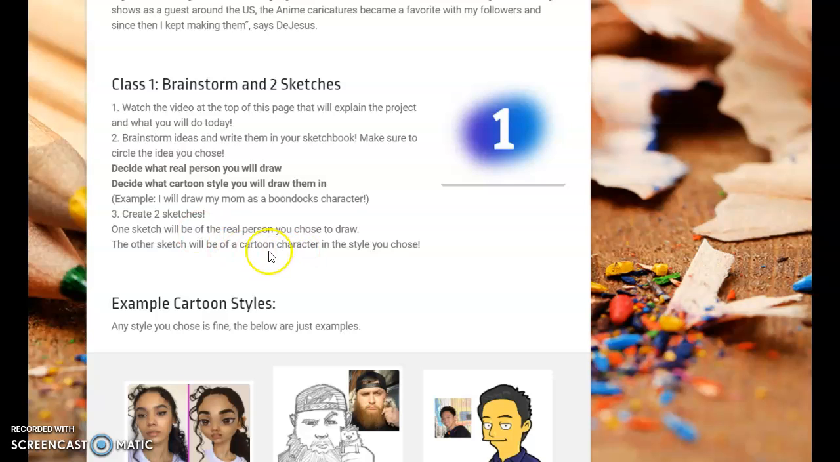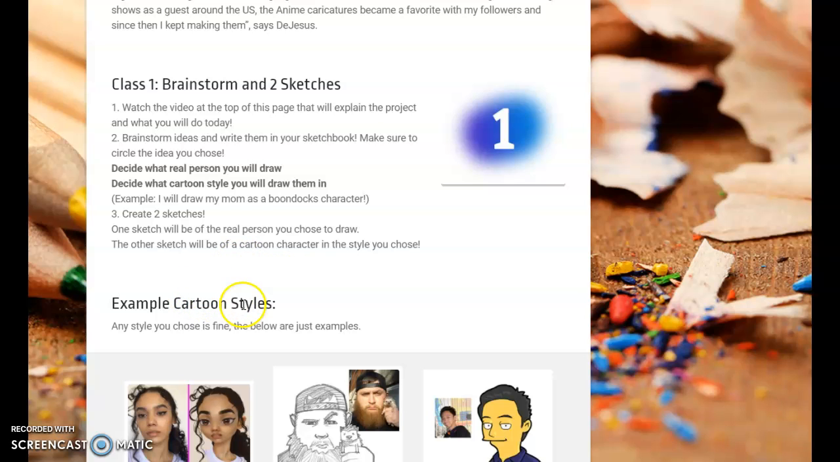And then the other sketch will be of a cartoon character in the style you chose. So for example, when I was doing this project with some of my students one year, I did our principal, Mr. Butler, as a Simpsons character. So I picked the principal from The Simpsons, and so for this, I would have drawn a rough sketch of Mr. Butler and then a rough sketch of the principal from Simpsons, because I was going to kind of merge the 2 of them together for this project.